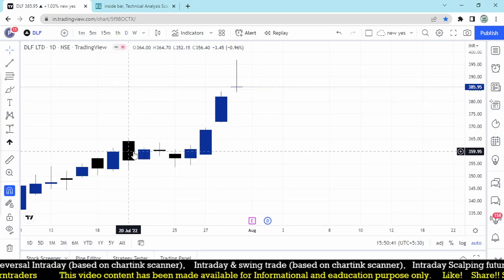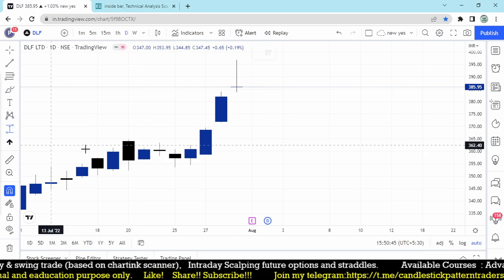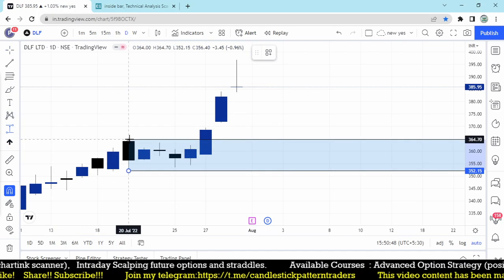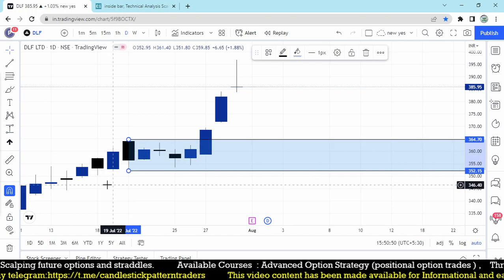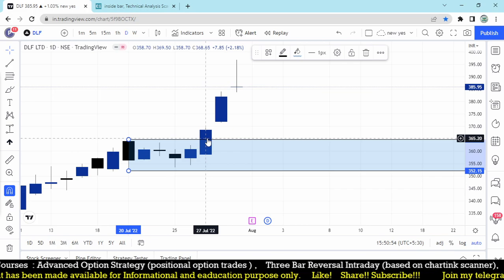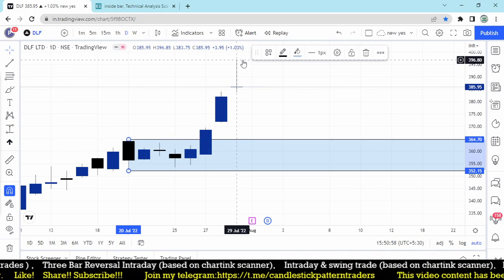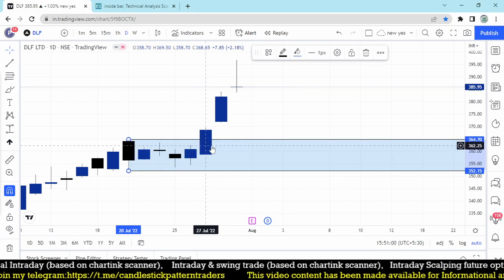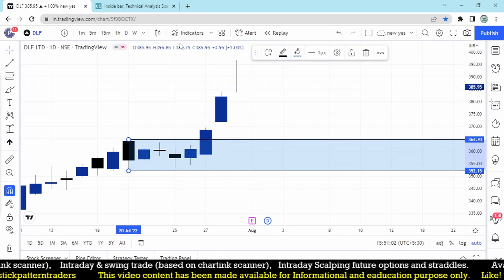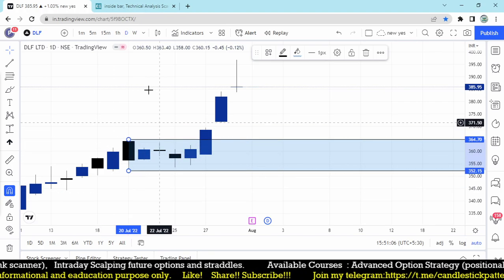Another inside bar, DLF. Let's look at 21st. This is the range for DLF. At 364 it was broken on 27th, and within 2 days it went up to 396, almost 30 points. With a risk of some 12 points, it moves more than 30 points. So this inside bar has more potential for breakout.